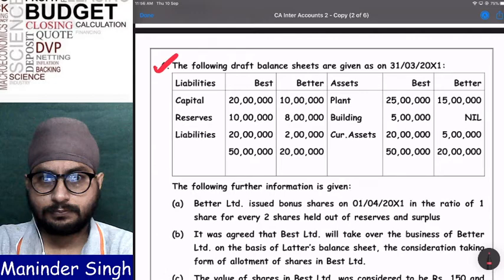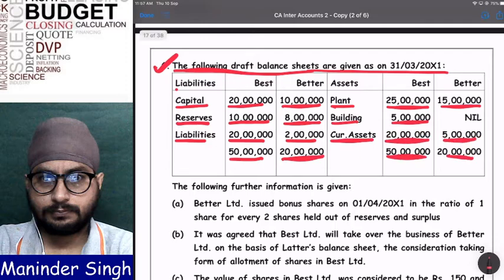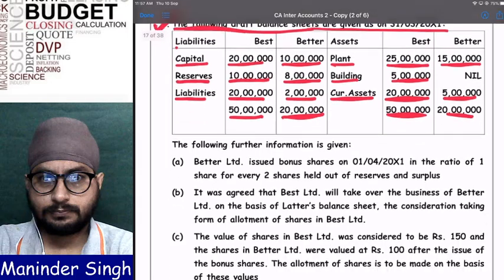Question number 6. The following draft balance sheets are given on 31st March 2011. Capital 20 lakhs, 10 lakhs. How much are the reserves, sir? 10 lakhs, 8 lakhs. Liabilities are 20 lakhs and 2 lakhs. Total 50 lakhs, 20 lakhs. Plant, how much do we have? 25 lakhs, 15 lakhs. Building we have 5 lakhs. Current assets we have 20 lakhs and 5 lakhs. Simple. Now, the balance sheet will always be simple, but adjustments you have to understand.